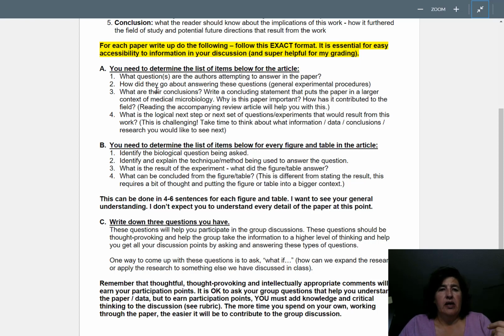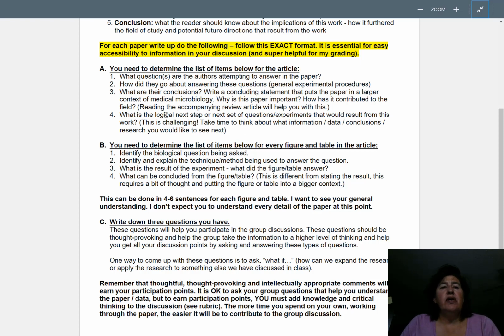What are they looking at? How did they go about answering these questions? So what experimental procedures did they use? What are their conclusions? You are to put this in a larger context of medical microbiology. So what's the whole point of this? Why is this paper important? How's it contributed to the field? Sometimes I'll give you review articles. Those might help you put it in the big picture.